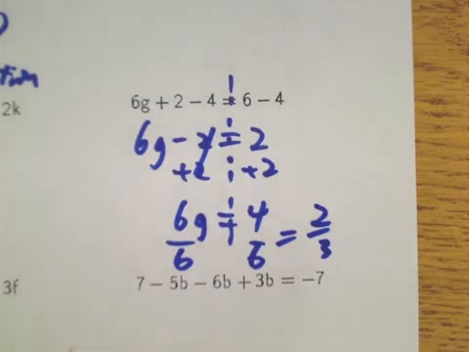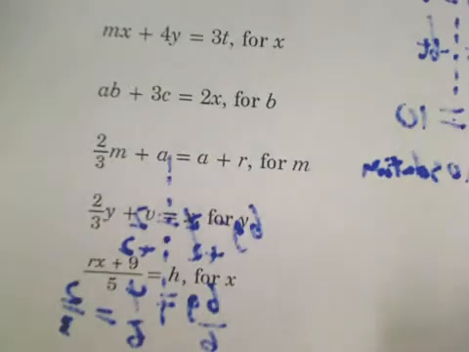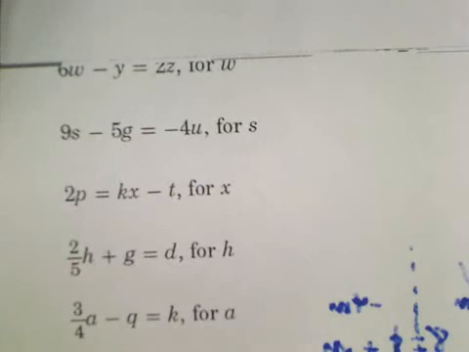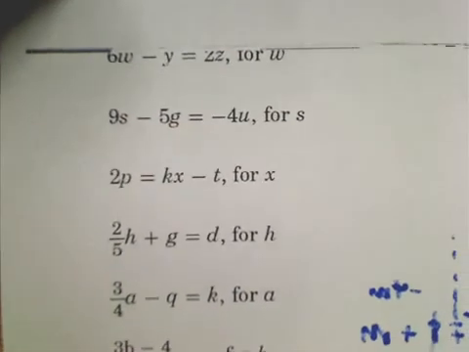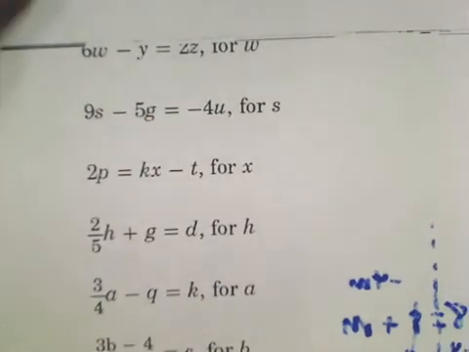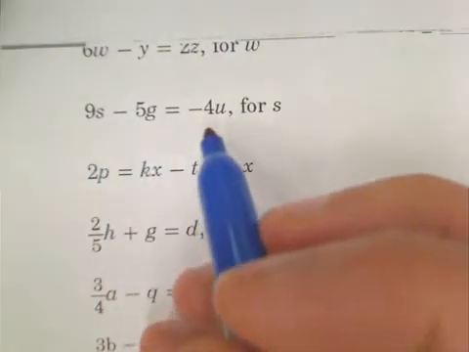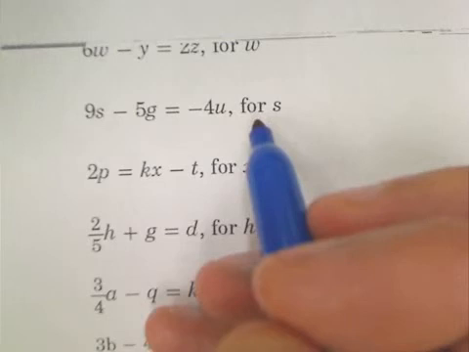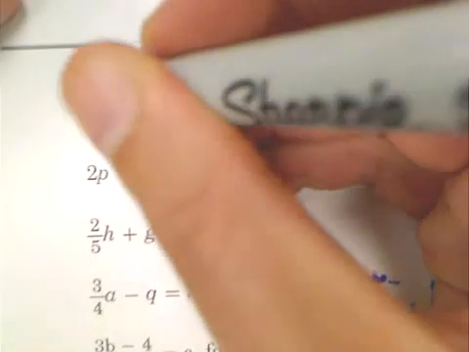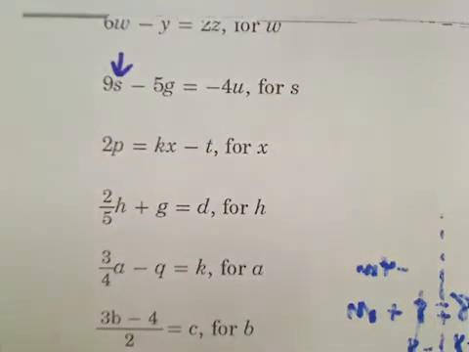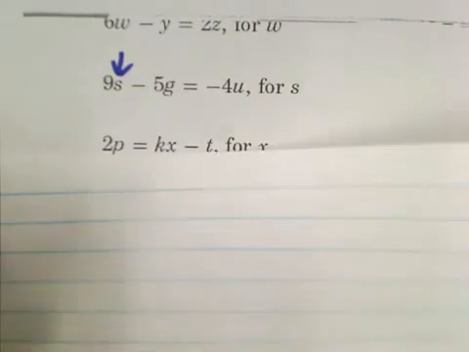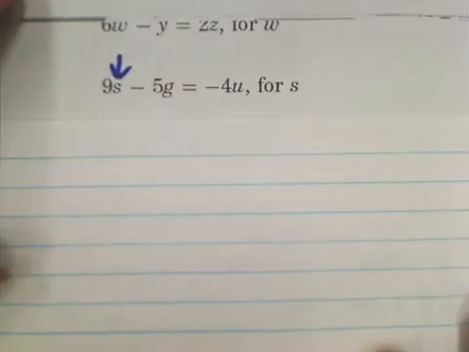Okay, let's go ahead and flip this over. We actually just did some of these style yesterday. Whoops, I kind of bled through there. And the paper kind of screwed up that first one. Let's look at this next one here. We have 9s minus 5g equals negative 4u. And you're going to solve this for s. So I want to get s by itself. Okay, so actually I'm going to get a piece of paper out here and just kind of write on it so I'll have some room to work.